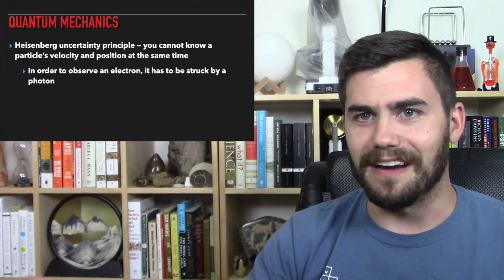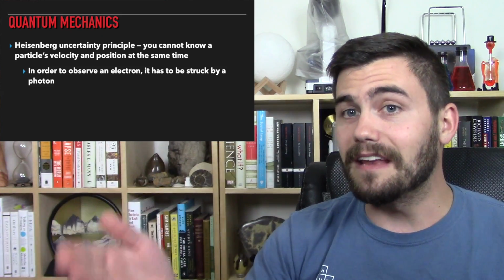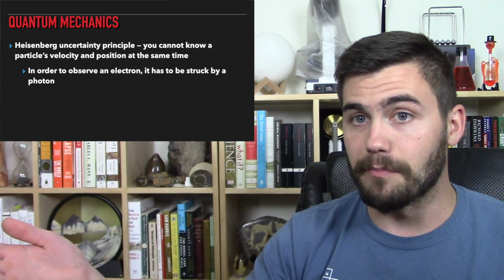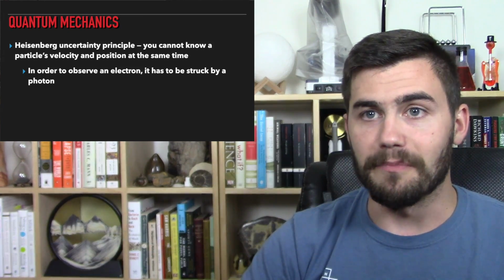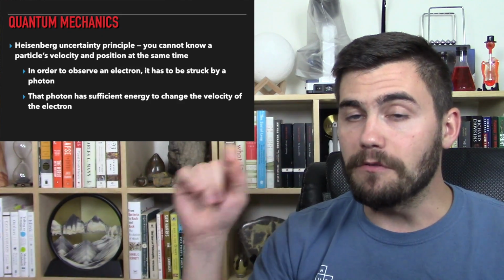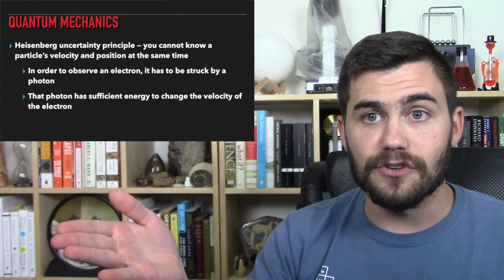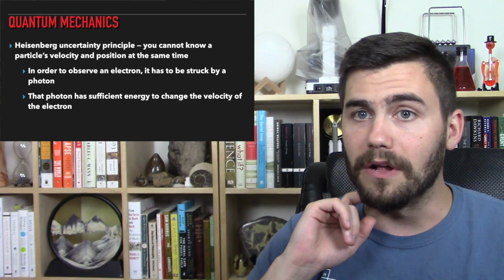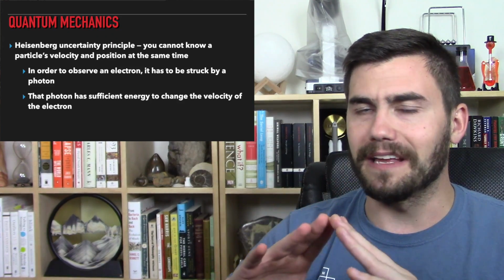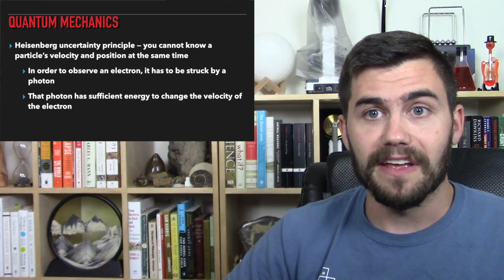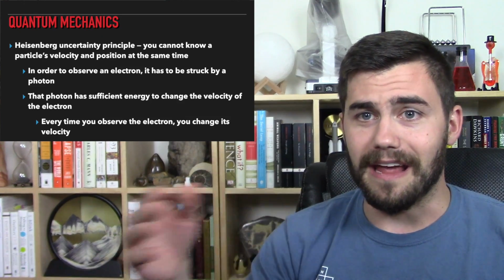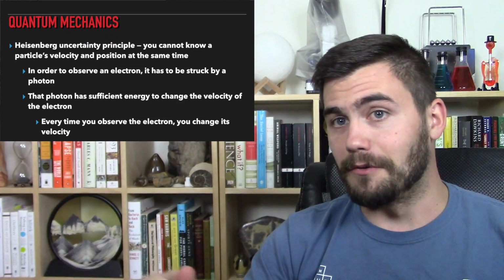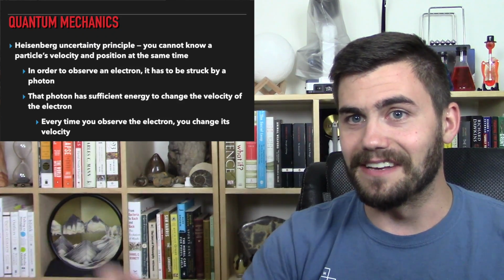The part of this that we kind of do understand is that in order to observe an electron, it has to be struck by a photon, by some other kind of particle, because that's the only way to interact with matter. But that photon ends up interfering with the electron, and it moves it. It's like when you're playing pool. When the cue ball hits the other pool balls, they move. They get changed by that. So every single time we observe an electron, we change its velocity. And so there's no way of knowing where it's going to end up next time.